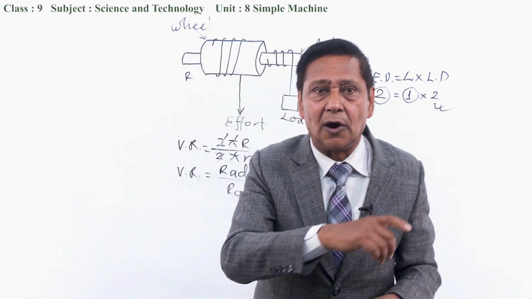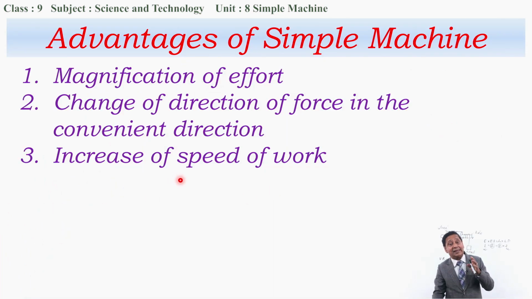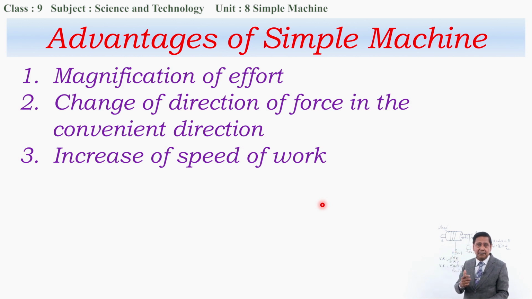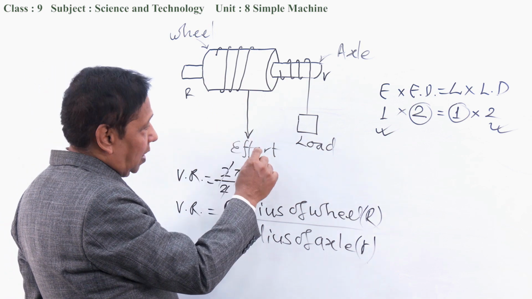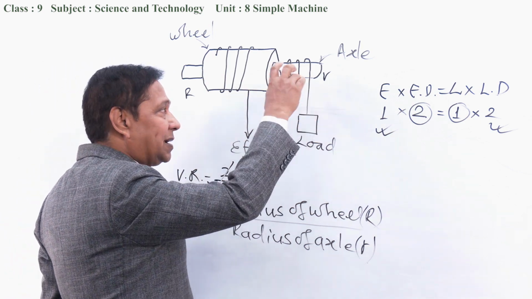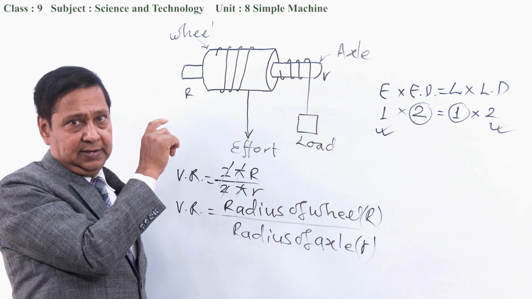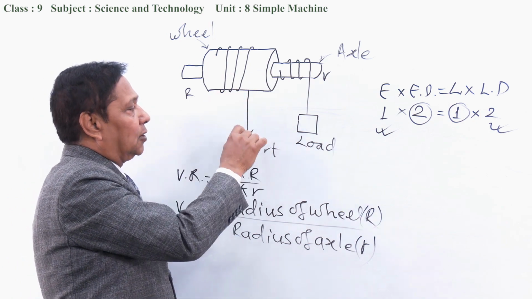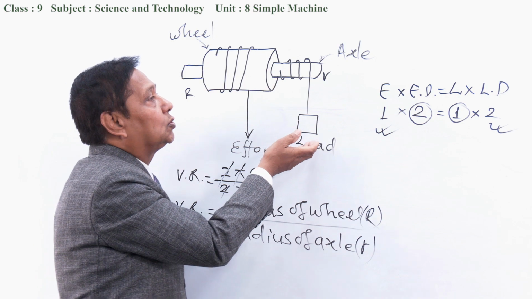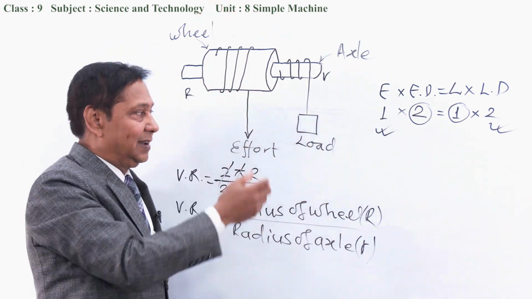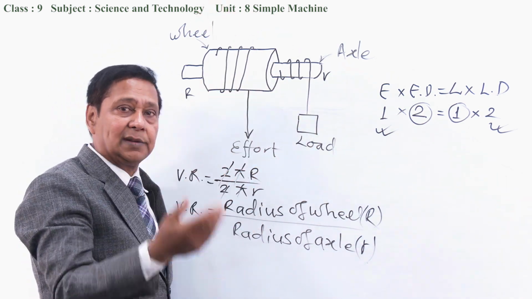Okay, now let's talk about the third one. Increase of speed of the work. Can it increase the speed of the work? Let's check it out. To increase the speed of the work, load distance should be greater than effort distance. If effort covers less distance, at the same time load is raised to greater distance, then speed of the work is said to be increased.